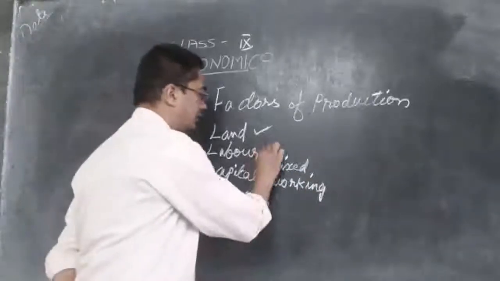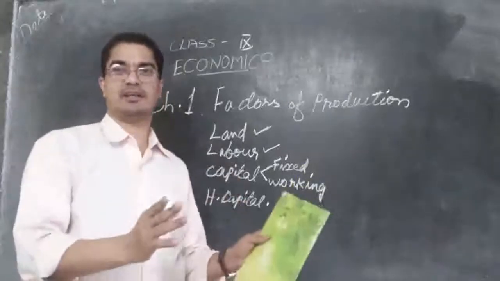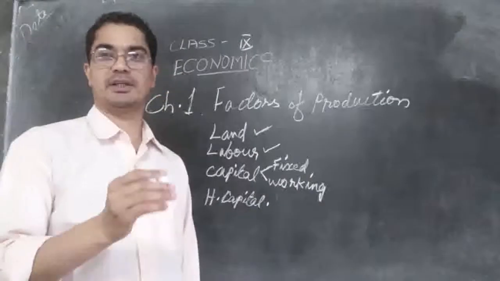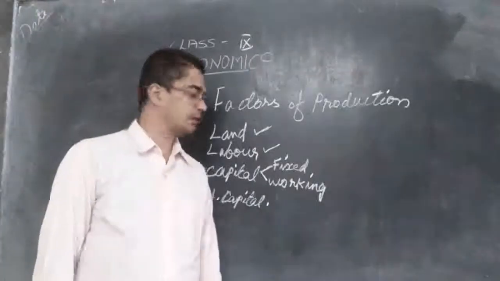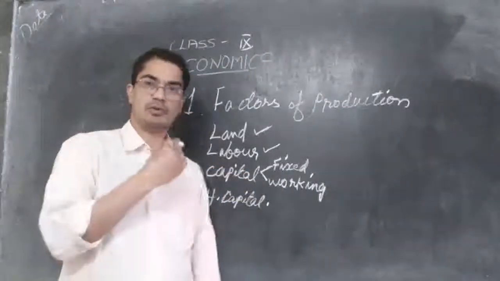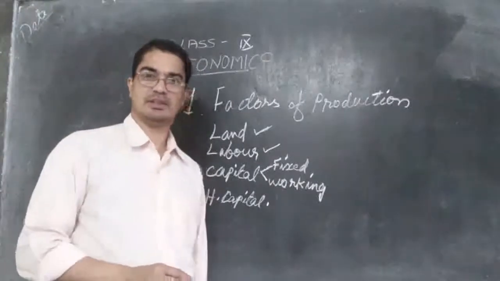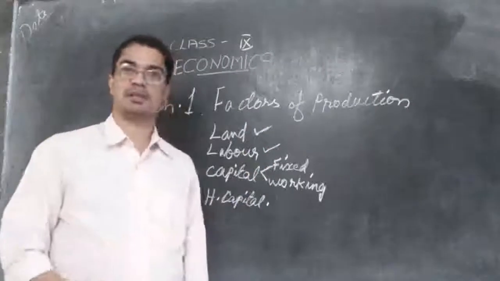Then we need labor. We need people to work. Just making a factory there, making a building there, nothing will start production. People need to be there. Labor should be there to work. Then we need capital. For the people to work, there should be something. Building alone is not enough. So the land alone is not enough. We need so many things.